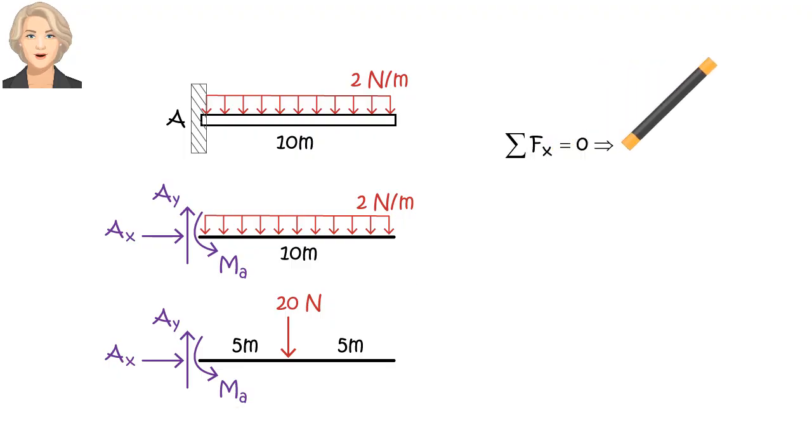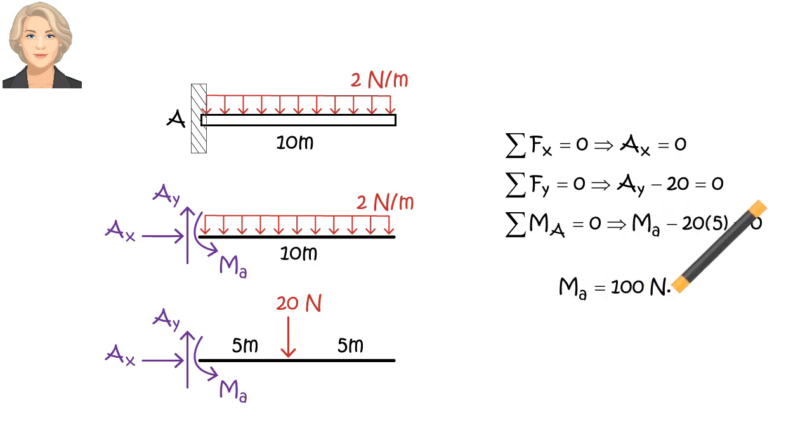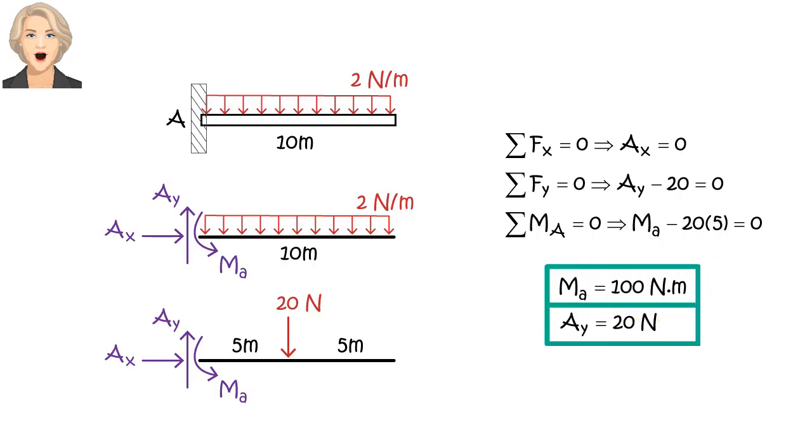AX equals 0. AY minus 20 equals 0. MA minus 20 times 5 equals 0. Solving the last equation for MA gives MA equals 100. From the second equation we get AY equals 20. And obviously the first equation gives us AX equals 0.